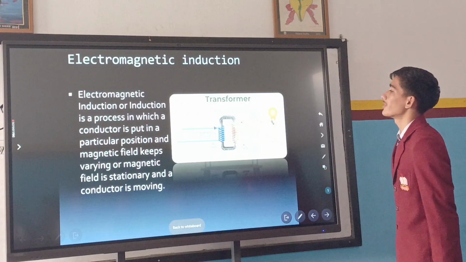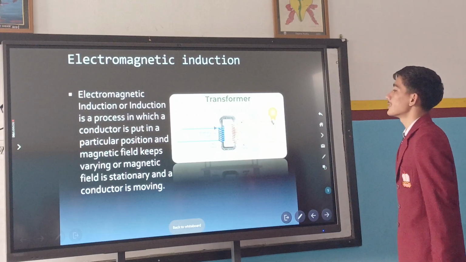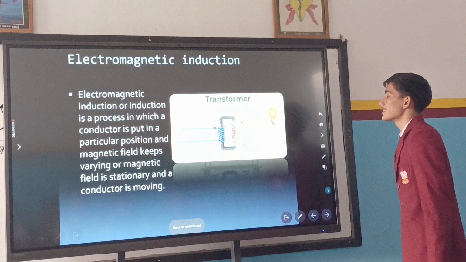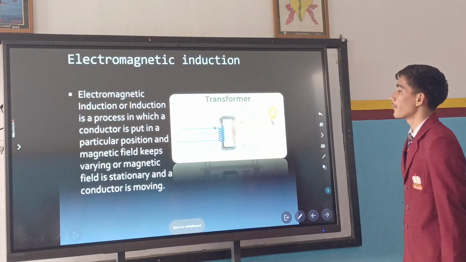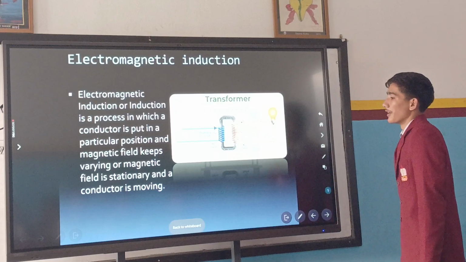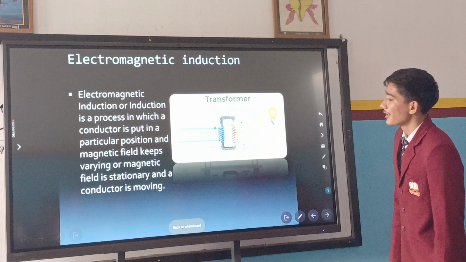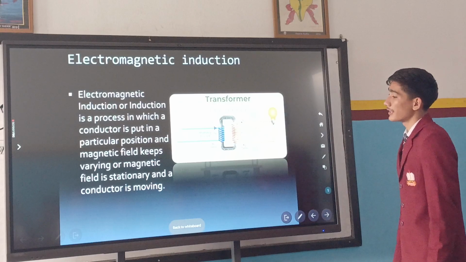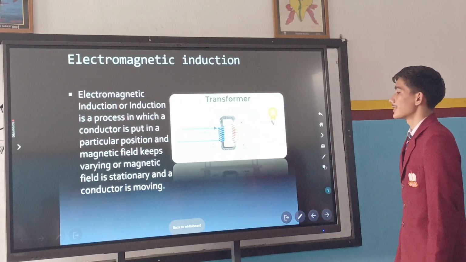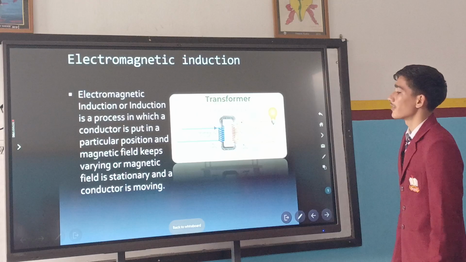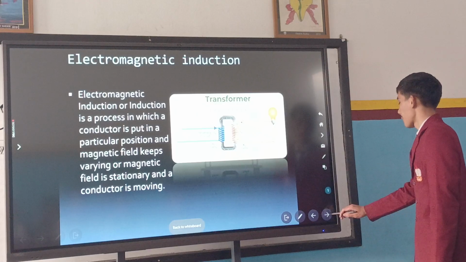Electromagnetic induction, or induction, is a process in which a conductor is put in a particular position and the magnetic field keeps varying, or the magnetic field is stationary and a conductor is moving.